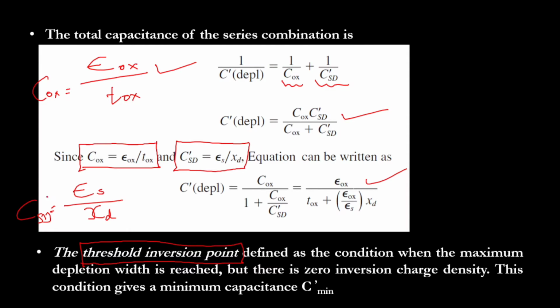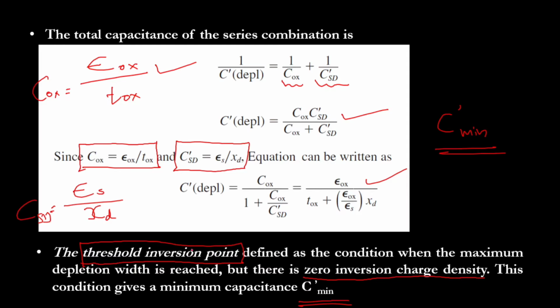The point at which the maximum depletion width is reached, but there is zero inversion charge density. Inversion has not started, but the depletion region has reached its maximum width. That particular positive voltage is known as the threshold inversion point. At that point there is a capacitance across the MOS capacitor. That capacitance we usually name as C dash minimum. I hope you understand the threshold inversion point.